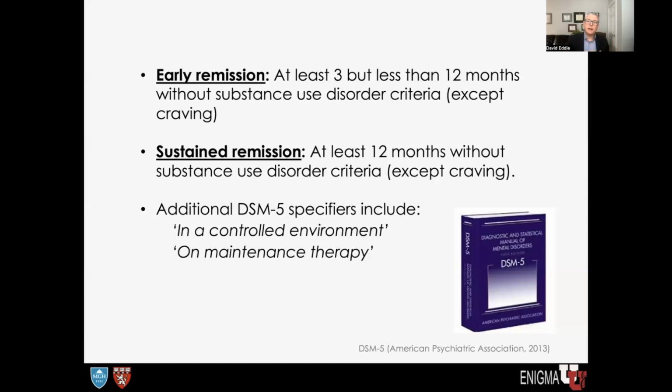And also we modify our diagnosis if somebody was in a controlled environment. So you can imagine if somebody was in a residential treatment facility, they might have 3+ months of remission. They could be in early remission, but we put in the modifier there that they were in a controlled environment, because obviously that's going to influence their substance use and their substance use related problems. And also we would put in a modifier if somebody was on maintenance therapy. And now we're specifically talking about medications for opioid use disorder like buprenorphine or methadone.